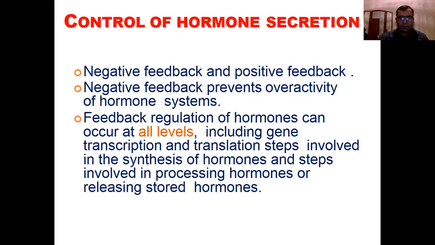Control of hormone secretion. Most hormonal regulatory systems work via negative feedback, but a few operate via positive feedback. Negative feedback prevents overactivity of the hormone system. The control variable is often not the secretory rate of the hormone itself, but the degree of activity of the target tissue. Therefore, only when the target tissue activity rises to an appropriate level will the feedback signal to the endocrine gland become powerful enough to slow further secretion of the hormone.